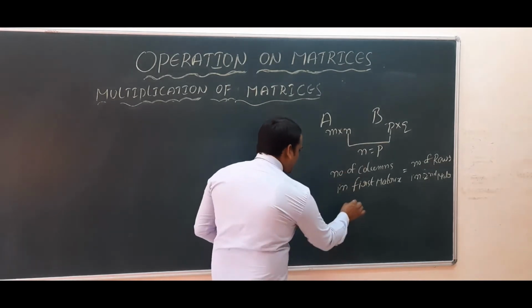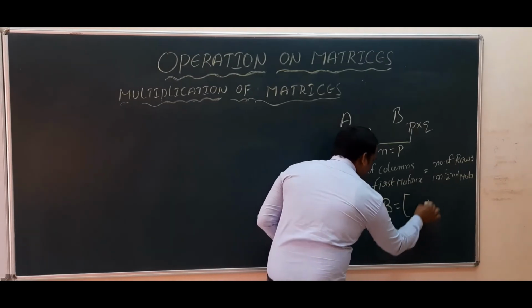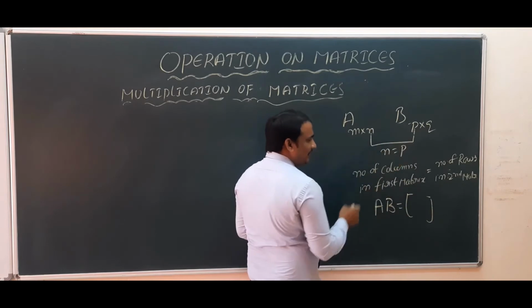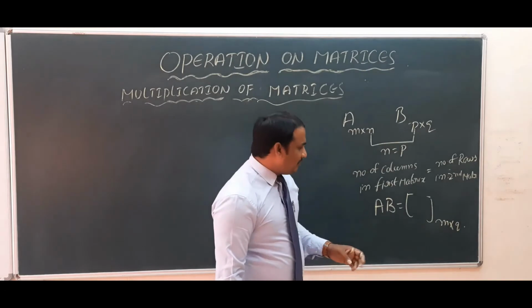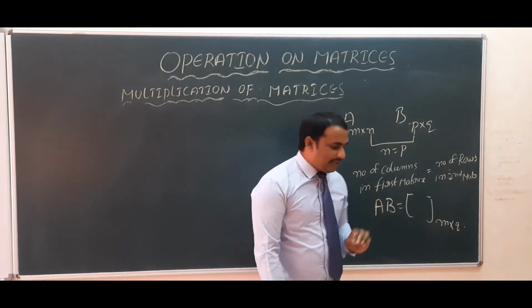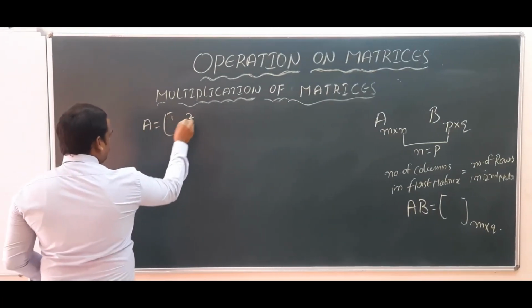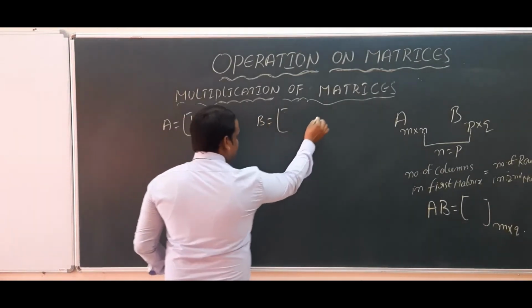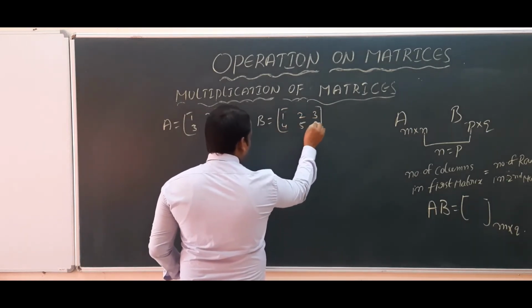Now what order will we get for AB? The first matrix column and second matrix row are the same. The remaining orders give m by q. That is the resultant AB matrix. We will see one example here. The A matrix I am writing as 1, 2, 3, 4, and the B matrix I am taking as 1, 2, 3, 4, 5, 6.